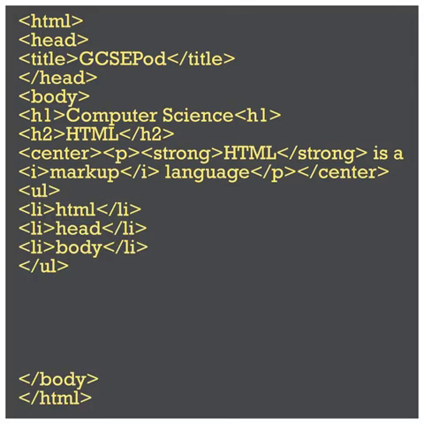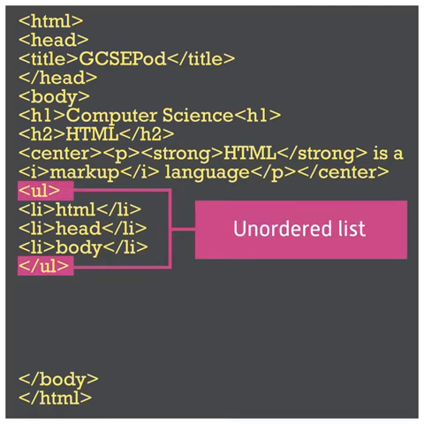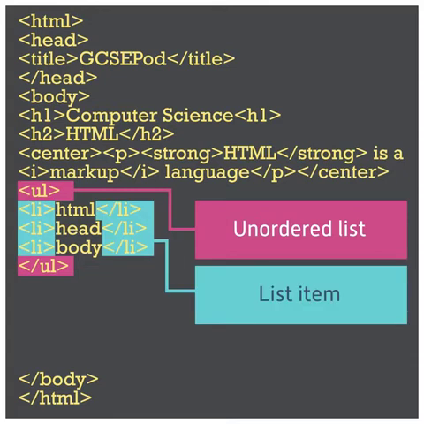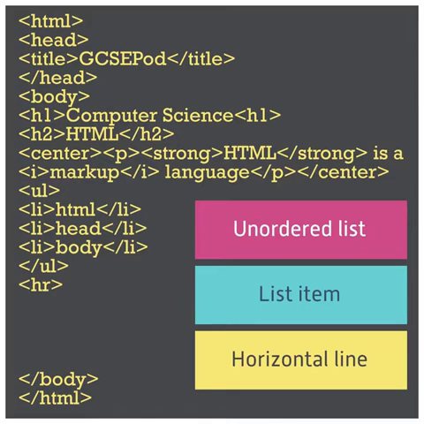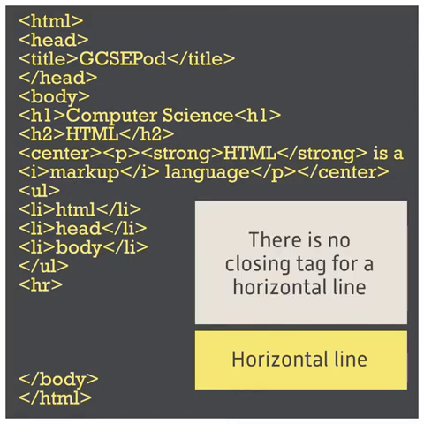We can add text in bullet points by adding this code. The UL tag means unordered list, meaning a list of bullet points. LI means list item, so each individual bullet point is identified here. We could add a horizontal line at this point by adding the HR tag. There is no closing tag for a horizontal line.